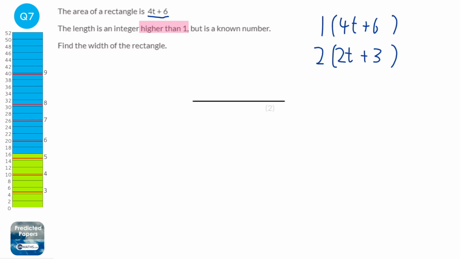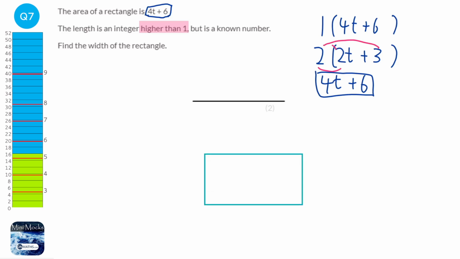So what we can do is check that with smiles and rainbows. Put all my times down there to remind me to times it. So 2 times 2t is 4t, 2 times 3 is 6. So that works because that is the same as this in the question. So we know that 2 times 2t plus 3 works. In fact, it's the only one that works with it being an integer. So we therefore know that the known side, because it says it's a known number, is 2. And the other side will be 2t plus 3. And when you multiply them together, you get the area of 4t plus 6.